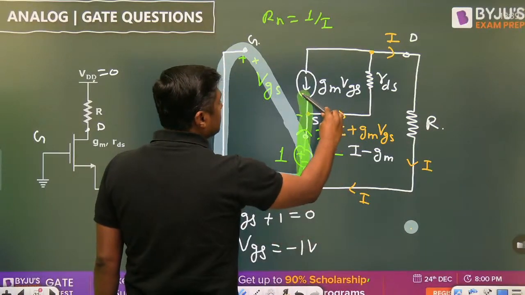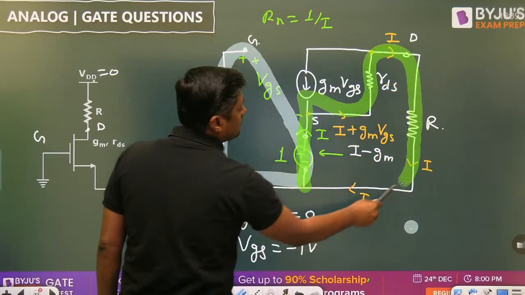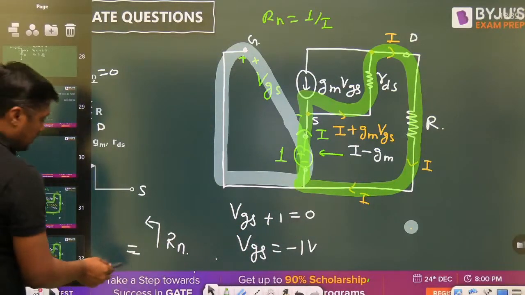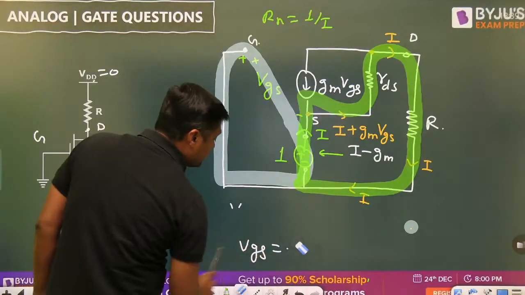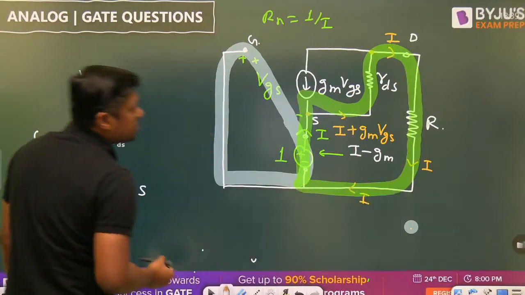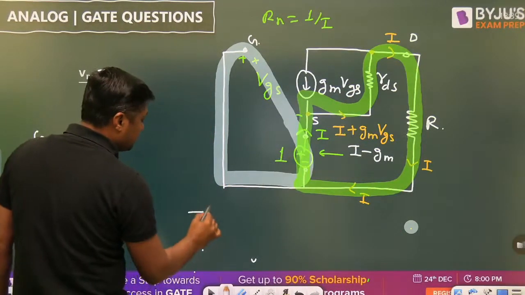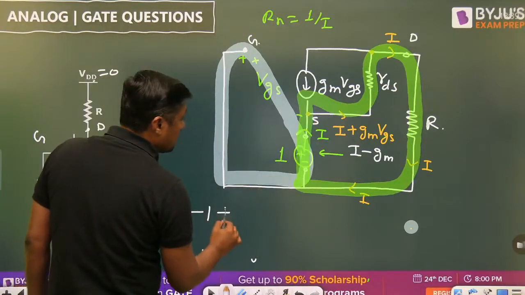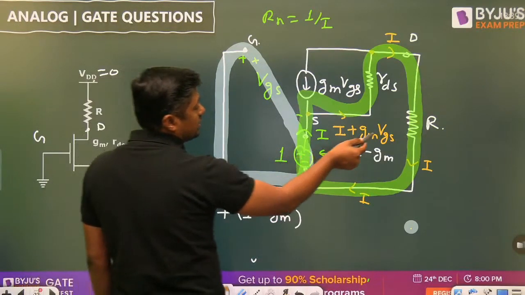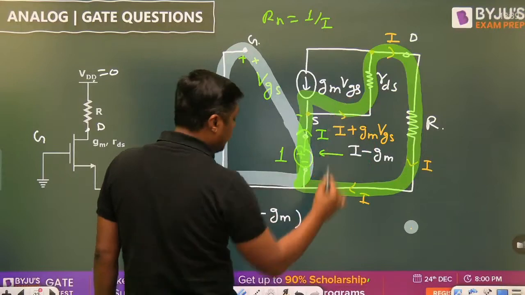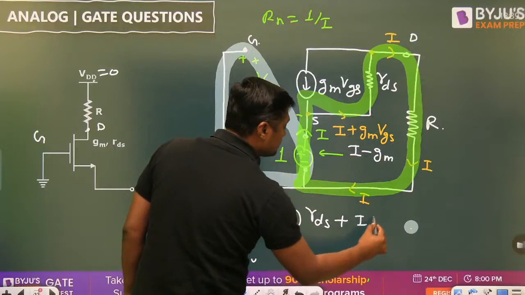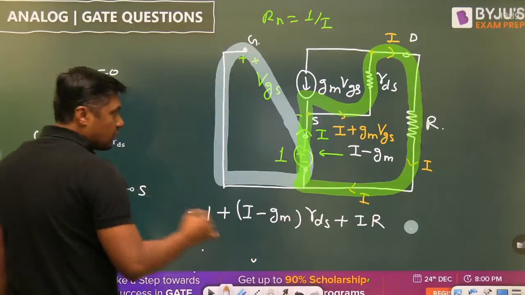Now write down the KVL in this path. So when we are writing the KVL in this path, you will get the 1 by I. So what is the KVL? Very easy question. Minus 1, plus I minus gm, because VGS is equal to minus 1, it is already converted, I minus gm into RDS, plus I into R. KVL is over, is equal to 0.